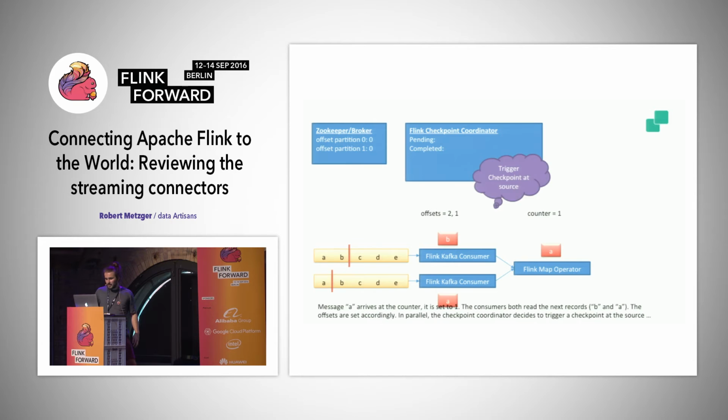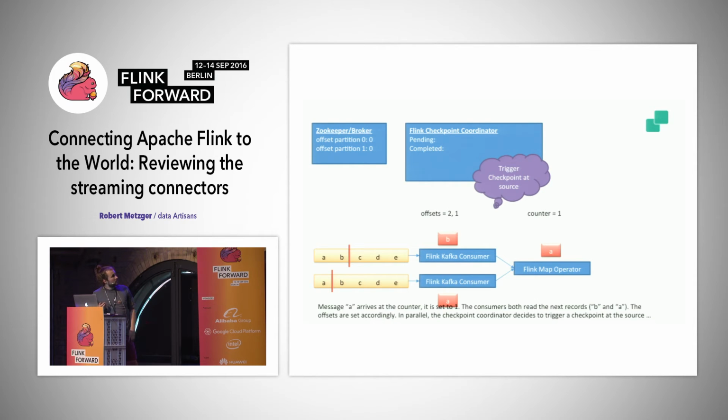Then it sends that element downstream and reads the next element, B. So now the A arrived at that map operator, which is counting the elements that it saw. So the counter goes up to 1. And concurrently, the upper Kafka consumer consumed the B. The lower one consumed the A. So the read offsets at that point are now 2 and 1.